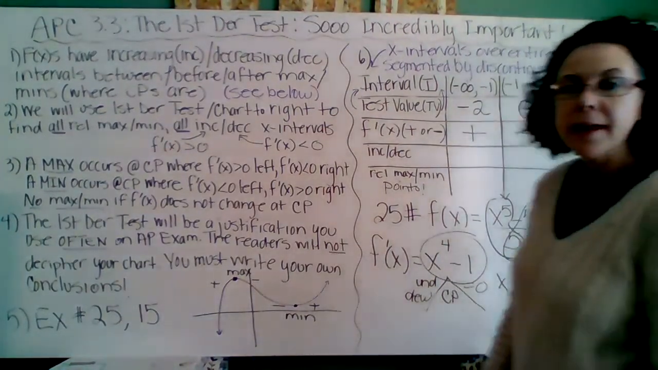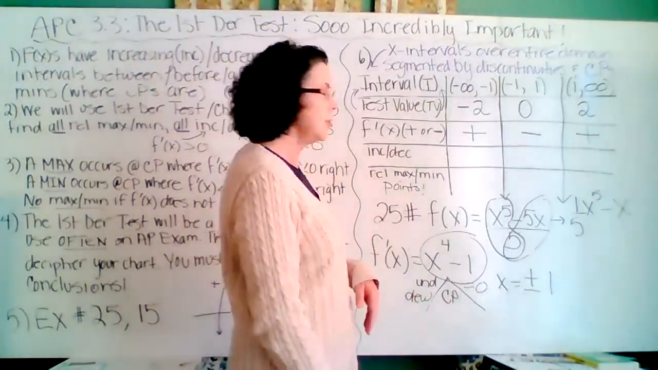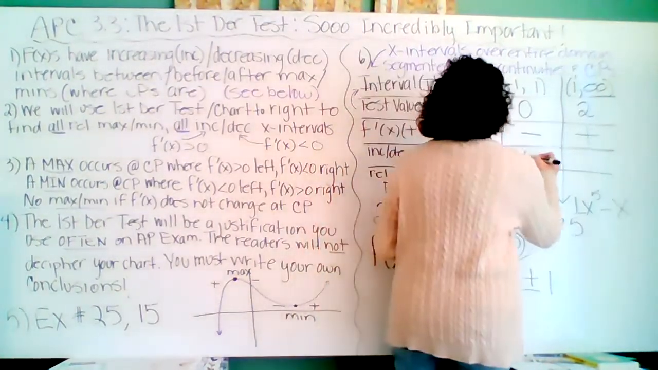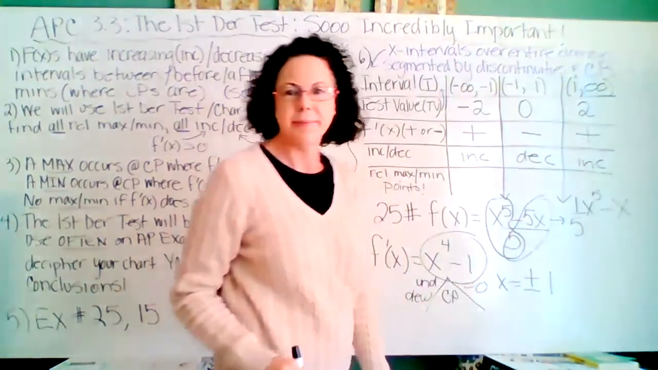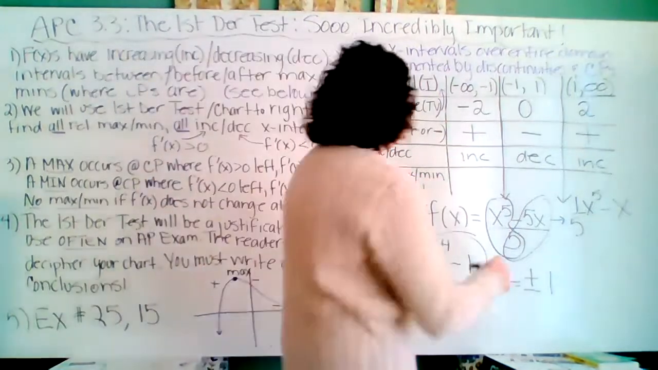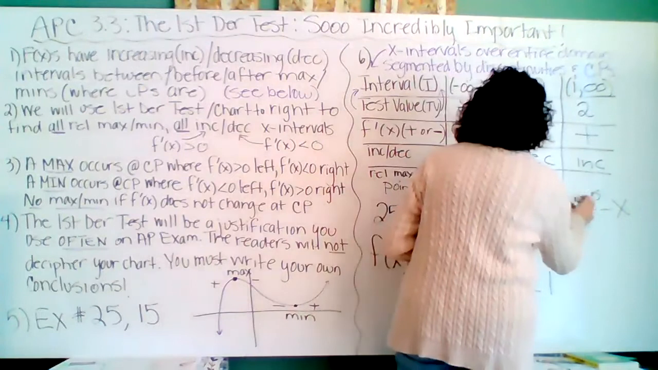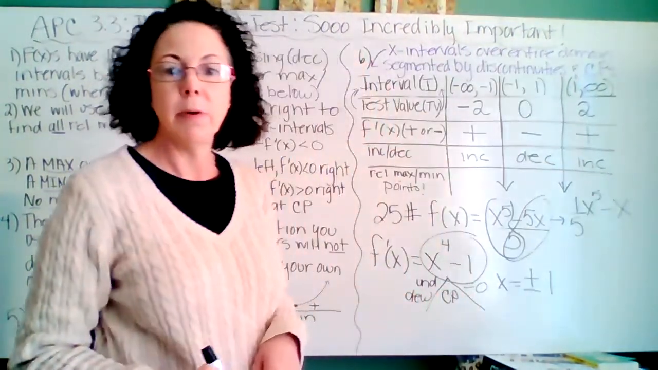Okay, so it's really easy to say then where the function is increasing or decreasing, right? Positive is increasing, negative is decreasing, and positive is increasing again. Okay, I kind of took up my room here. So there we go. Where are the maximum and minimum points?